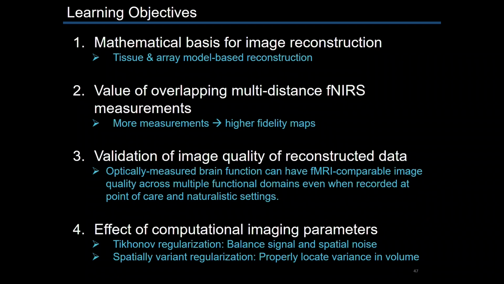So again, we've covered the mathematical basis for image reconstruction, the value of overlapping multi-distance nearest measurements, validation of image quality of reconstructed data against MRI, and a little bit of the effect of computational imaging parameters. Tikhonov regularization balances signal to noise, and spatially variant regularization is a system-driven parameter that properly locates in space your image variance. That's something you tune once for a given system design, and then it generally works on every participant.